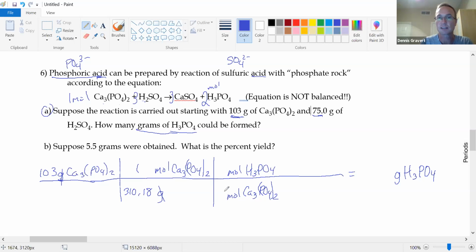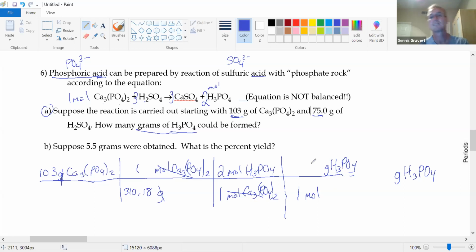What's our conversion factor? It comes from the balanced equation. Calcium phosphate's over here. It's 1 mole. Phosphoric acid is here. There's a 2 in front, so put a 2 in front here. 1 mole of calcium phosphate helps make 2 moles of phosphoric acid. And now my moles of that molecule cancel out. We're in the correct molecule, but not the correct unit. One more conversion factor, to get out of moles and into grams of the H3PO4 molecule.